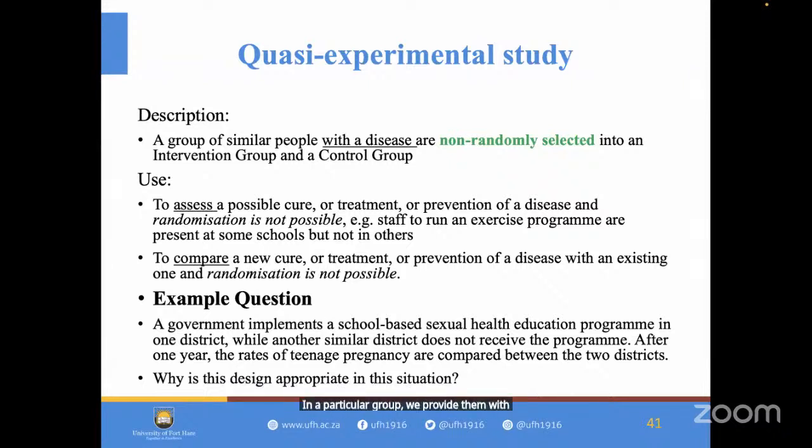In a particular group, we provided them with a mobile clinic, and the other group, we didn't provide them with a mobile clinic. We expected them to go to the hospital or the clinic to get vaccines for their children. And at the end of the day, we found out that those that we provided a mobile clinic were able to have their children more vaccinated compared to those that were asked to go to the hospital. So we selected based on convenience. We didn't care about everyone getting an equal chance of being selected into either the control group or intervention group.